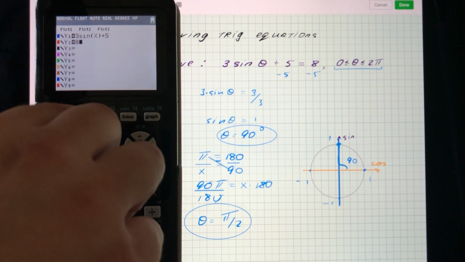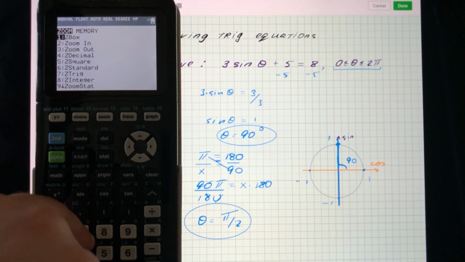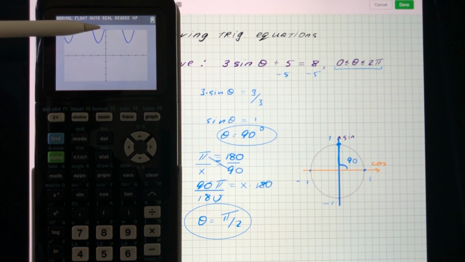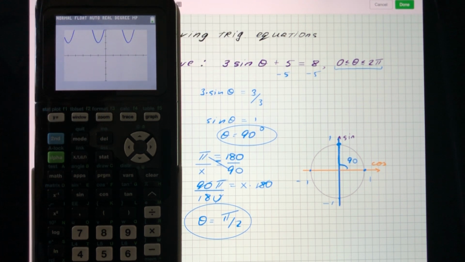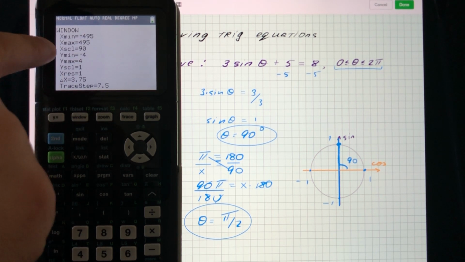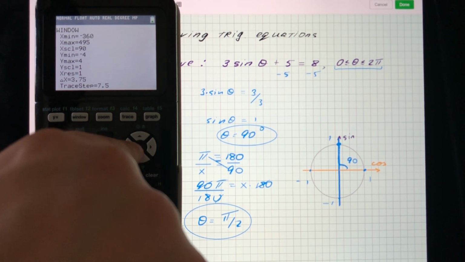Now the original window is the trigonometric window, zoom 7, so let's see if that helps. So here is our left side, but we are not going to see the right side because our window only goes up to 4, and our second half is up at 8. So we're not going to see where this crosses. So let's go to the window and adjust it. The x is the angle. So let's go from negative 360 to 360.